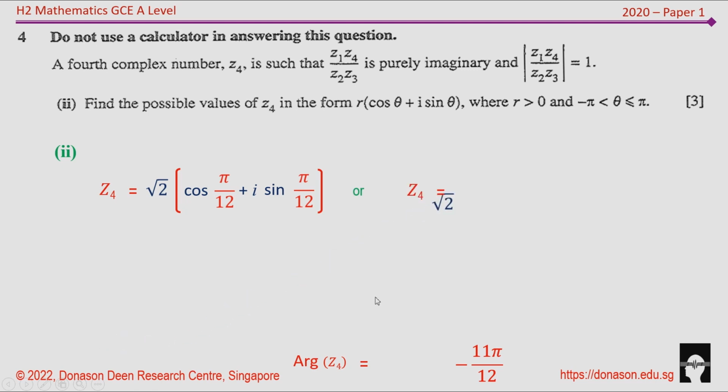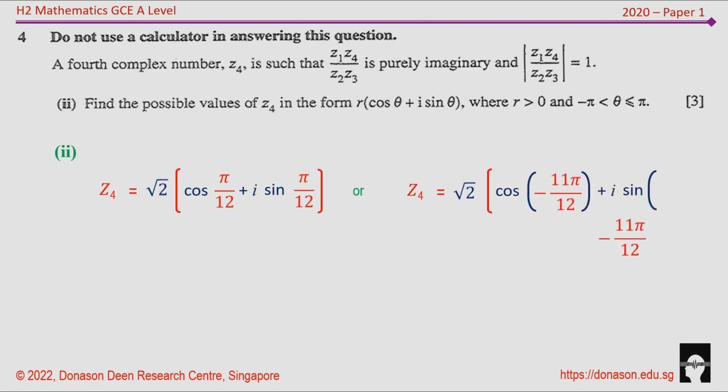The other possible value of z4 should be square root 2, which is the magnitude, times cosine of negative 11 pi over 12 plus i sine negative 11 pi over 12. And there we have the two possible values of z4 in the form as required by the question. So that's why there are two values, as you can see from the question itself.